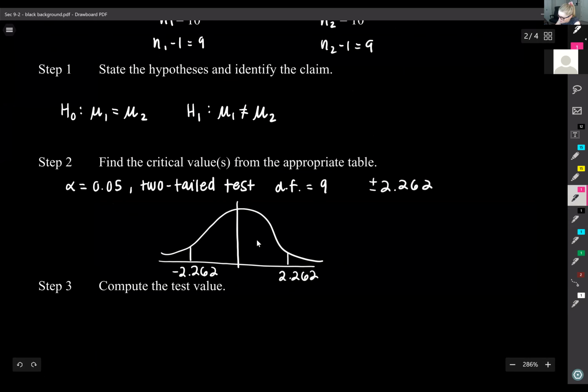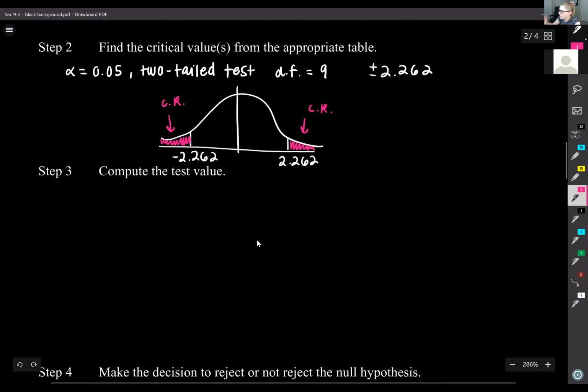And then I'm just going to shade this in. And this is our critical region. Remember, we're doing this the traditional way. So if our test value falls within the critical regions, we reject the null hypothesis. And if it does not, then we don't reject it. So to do that, we have to compute the test value.